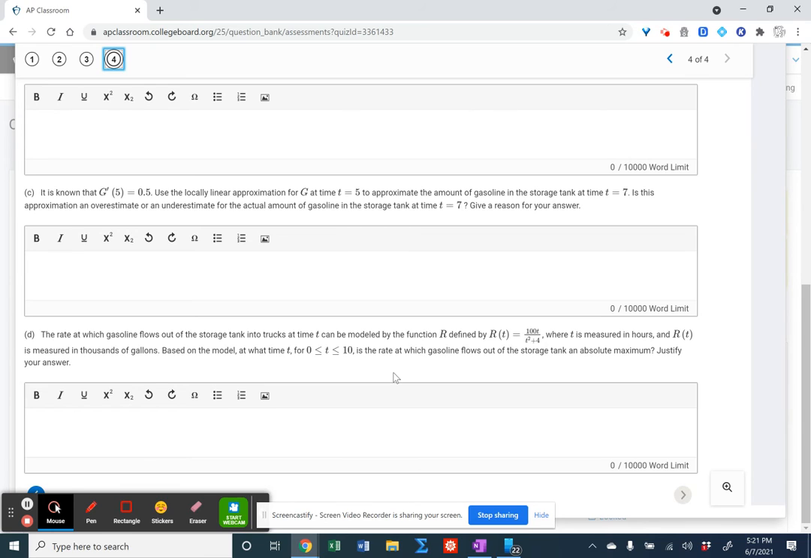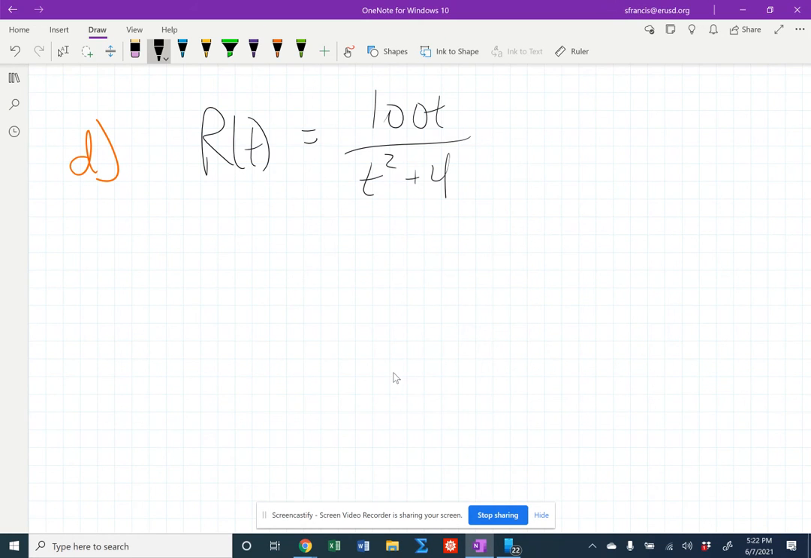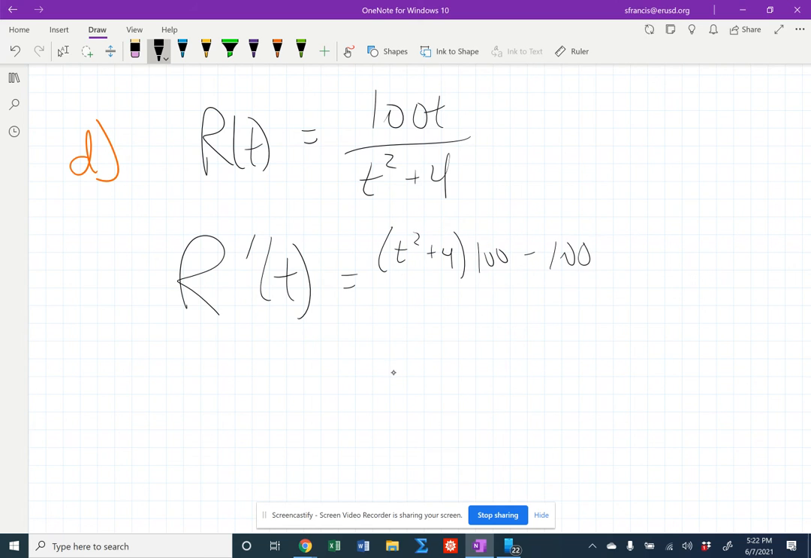But anyways, based on the model, for t between 0 and 10, r is the rate at which gasoline flows out of the storage tank. At what time is the rate at which gasoline flows out of the storage tank an absolute minimum? So we're trying to minimize the rate. At what time is the rate a minimum? So we're going to take the derivative of r, and we can apply the closed interval method here. Okay, so let's see, low d high minus high d low over low squared.